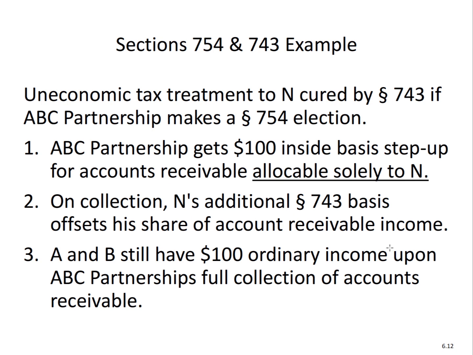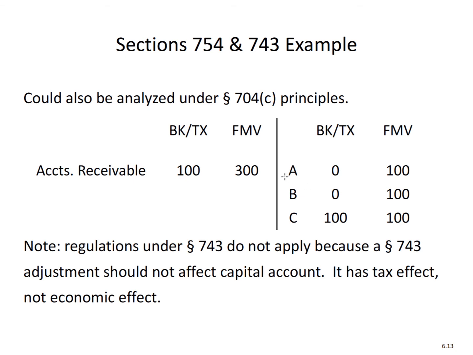Okay, and this slide really goes through that. It talks about it being an uneconomic tax treatment to N. N is the one that's affected here if no 754 election is made. If they do make the election, then it's going to be adjusted with respect to those numbers. So what you see now is with the election, you get to increase the adjusted basis of the accounts receivable, and when the accounts receivable are sold later on, this now actually is N, who's the new party, so that makes sense.